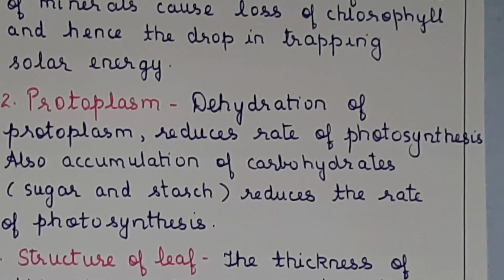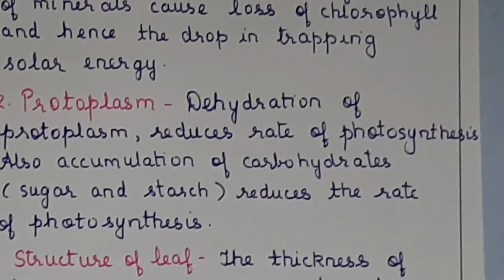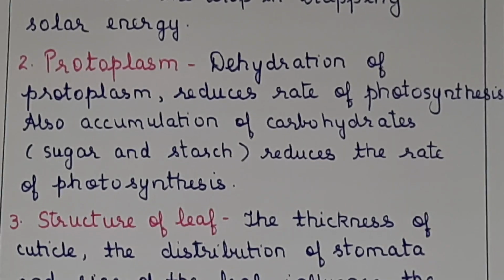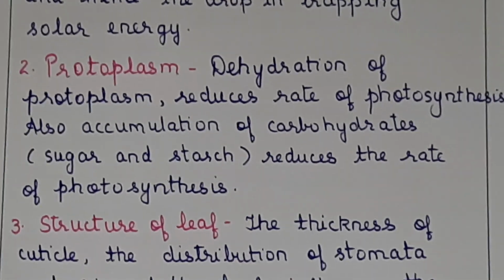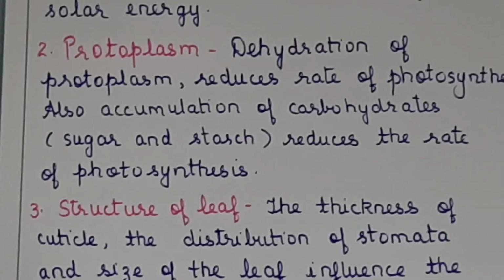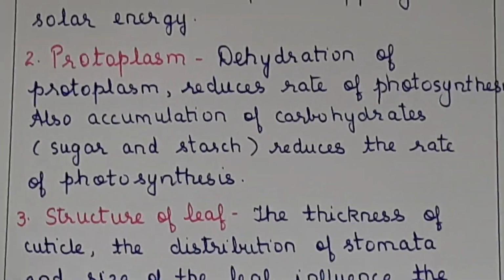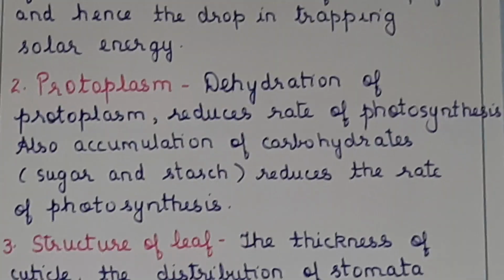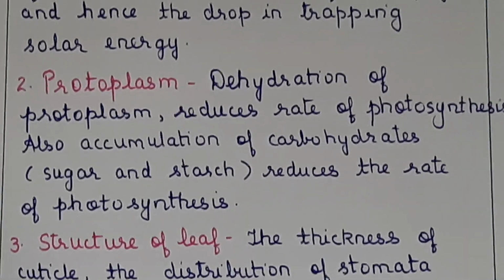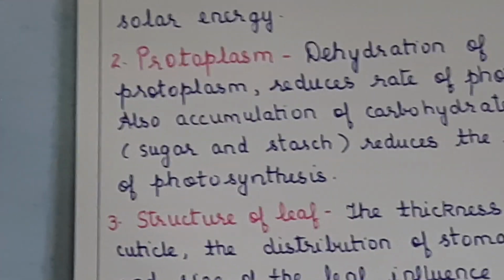Protoplasm, if there is dehydration of protoplasm, that will reduce the rate of photosynthesis because there is no water available for the process. And also if there is accumulation of glucose and starch in the plant, that will further reduce the rate of photosynthesis because the glucose which is formed is not getting utilized. So there is no need for it to produce more.